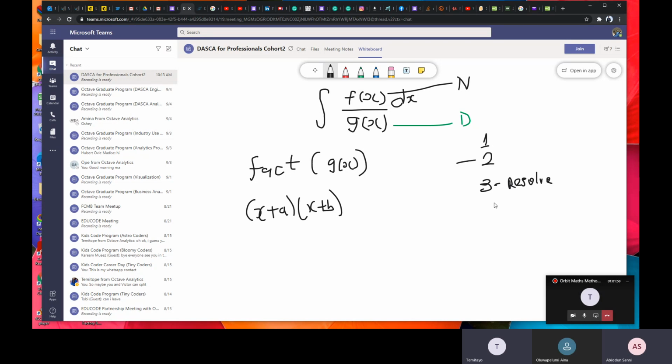You first factorize if it is factorizable, then resolve to partial fraction. Then step 4 is going to be what? Solve. You now solve, that is, integrate in that case. You'll be able to integrate.